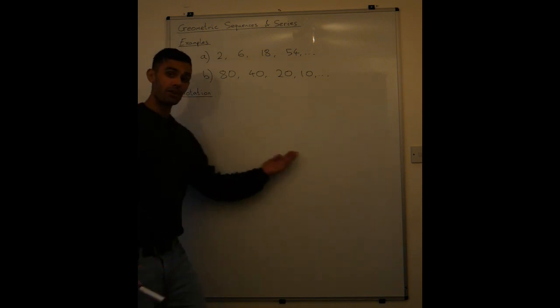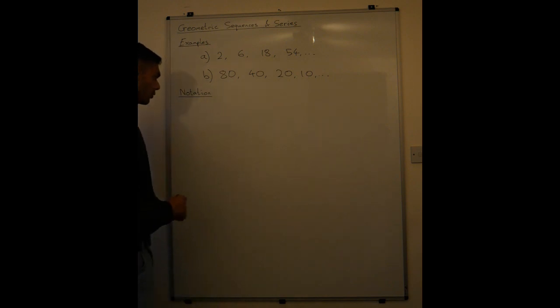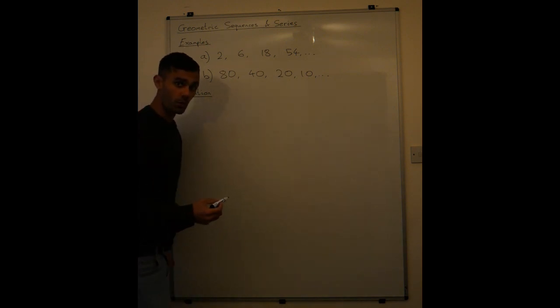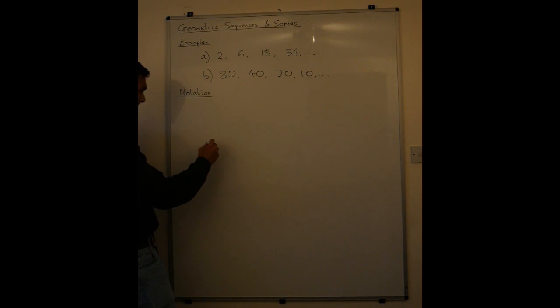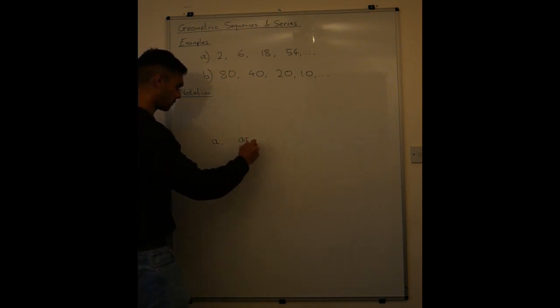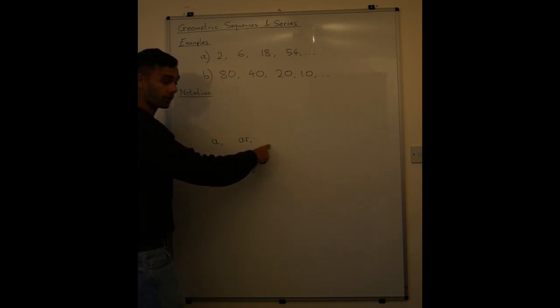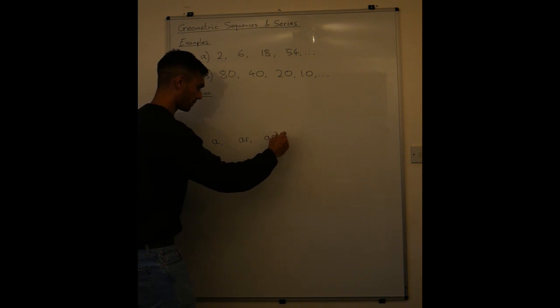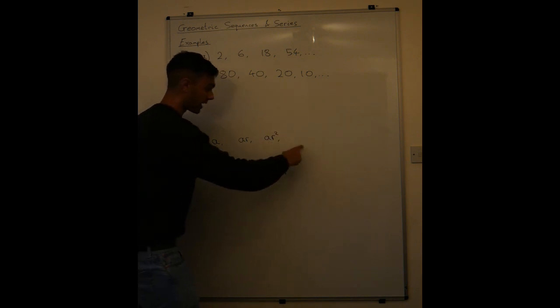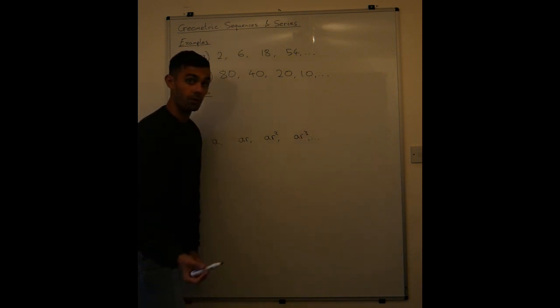There is some notation you must be familiar with for geometric sequences, so we'll get that on the board now. The first term is always represented with the letter a, and then the number you multiply by is r. So my second term will be ar. Third term, times this by r, I get ar squared. Times this by r, I get ar cubed. And so on and so on.